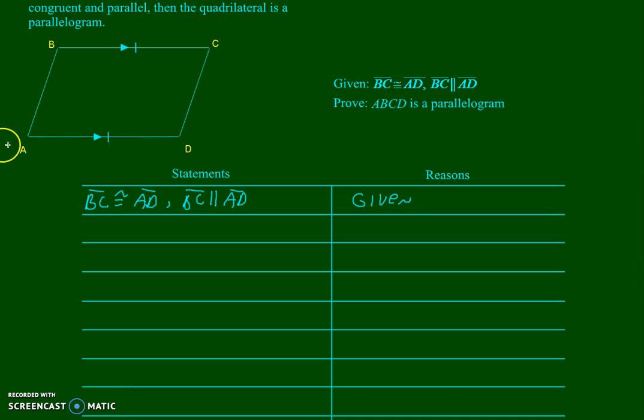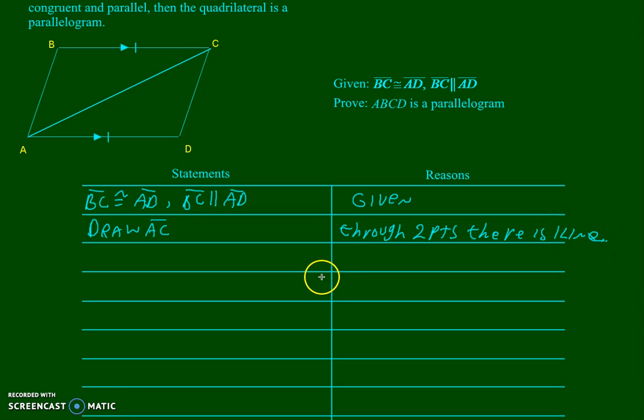Let's go ahead and draw in our AC. And let's write our statement. Okay, now we can say that AC is congruent to itself. Reflexive property of segment congruence. So this is congruent to itself.